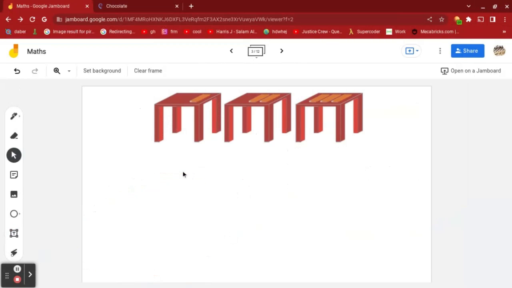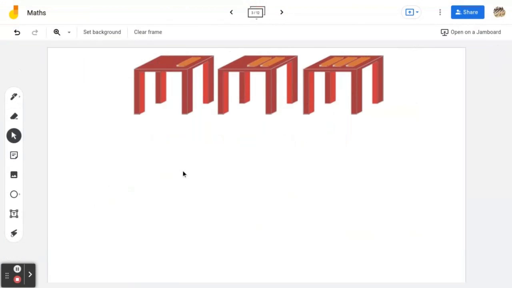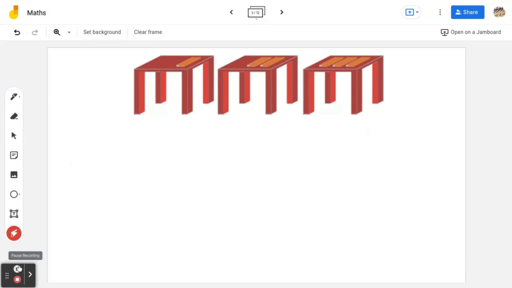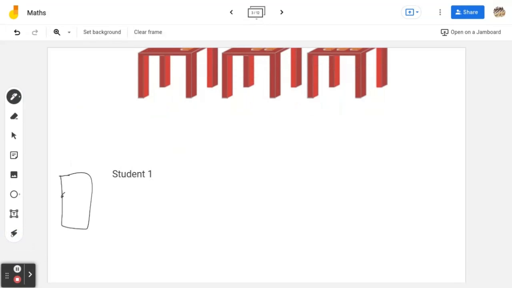Yum! So let's think of this as a diagram. If we have 3 tables with chocolate bars on them, of course we know table 1 has 1 chocolate bar, table 2 has 2 chocolate bars, and obviously table 3 has 3 chocolate bars. See? So let's say student 1 walks in through the door, okay? This is the door and student 1 walks in.